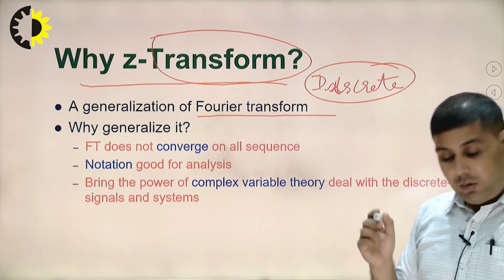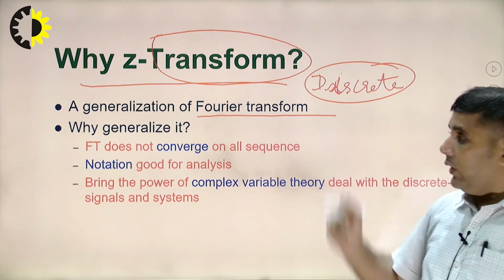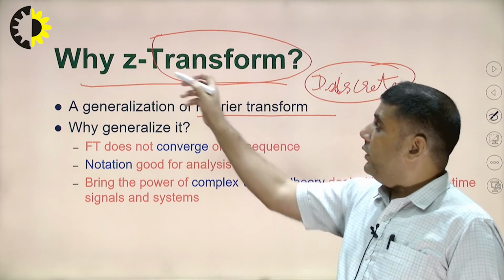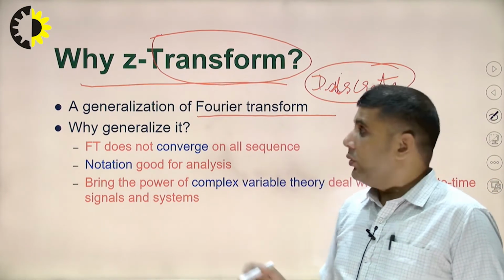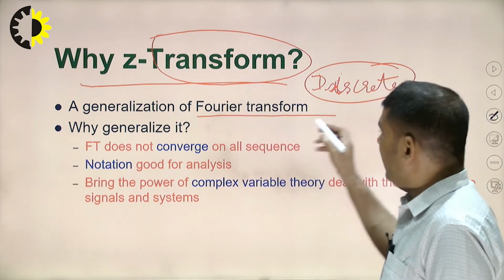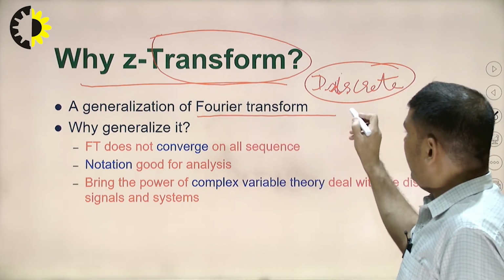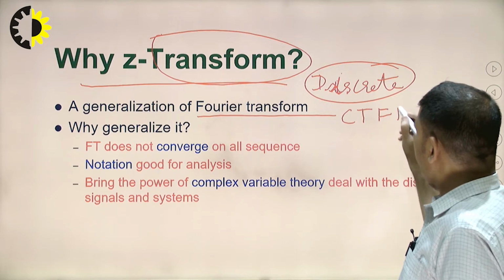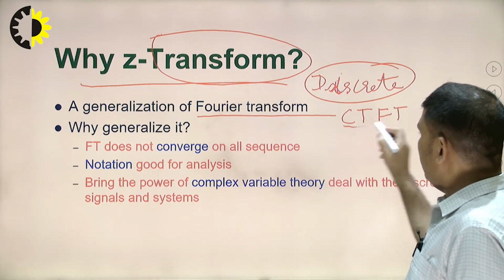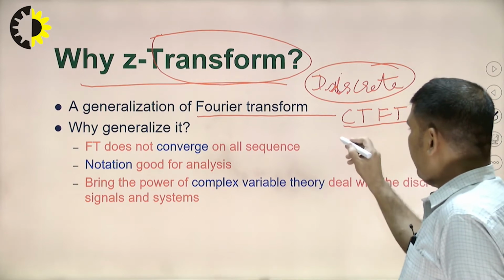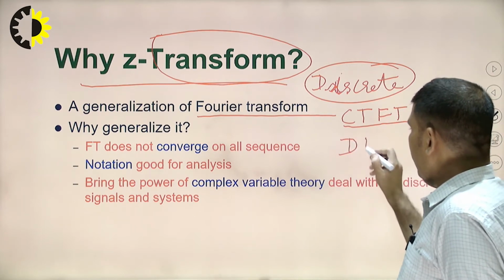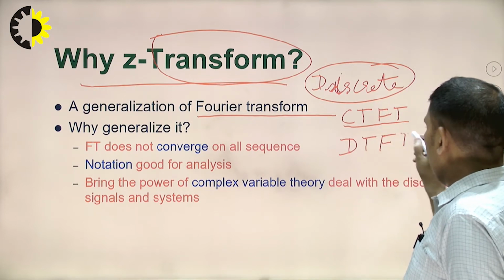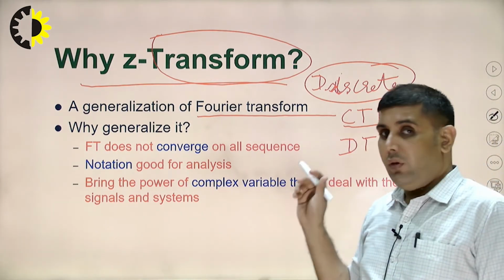Now the question arises, if we already have the Fourier transform, then why do we go for the Z transform? The answer is very simple. The Fourier transform is basically of two types: the continuous time Fourier transform, that is CTFT, and the second one is DTFT, the discrete time Fourier transform.